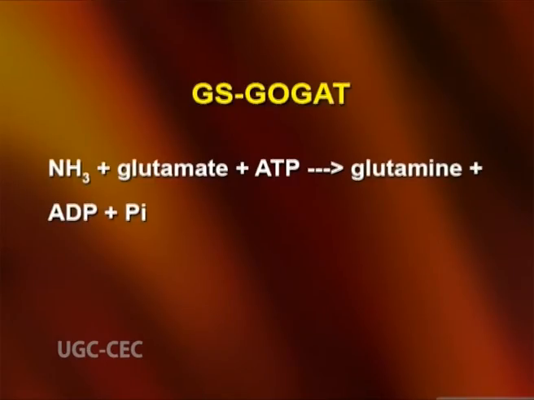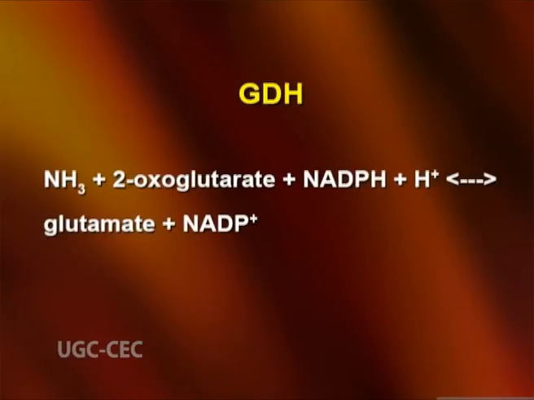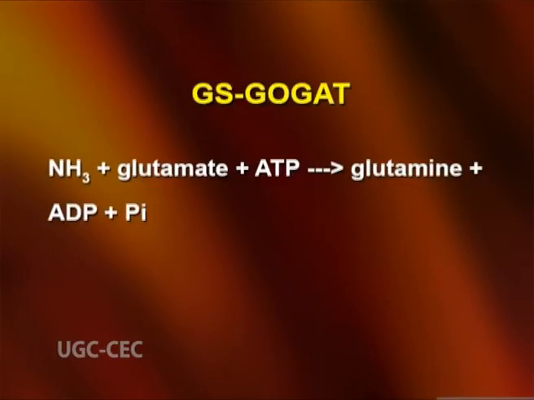Thus, nitrogen starvation leads to de-repression and activation of GS, which has a high affinity for ammonia, and de-repression of GOGAT and repression of GDH with a relatively low affinity for ammonia. High ammonia availability leads to repression and deactivation of GS and induction of GDH.